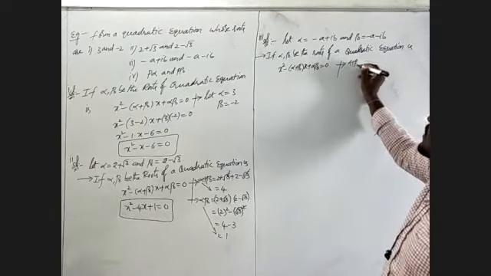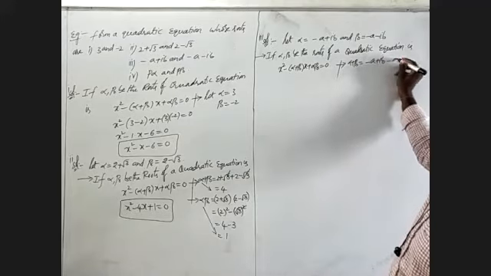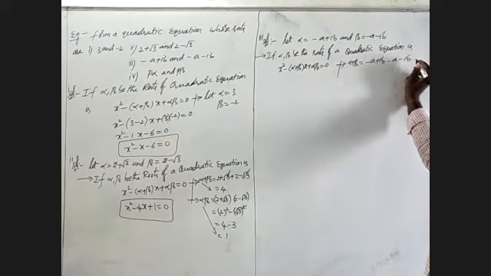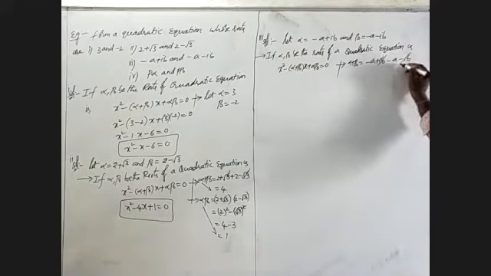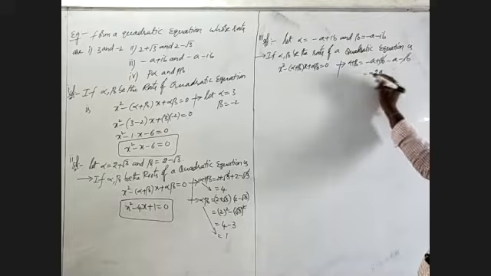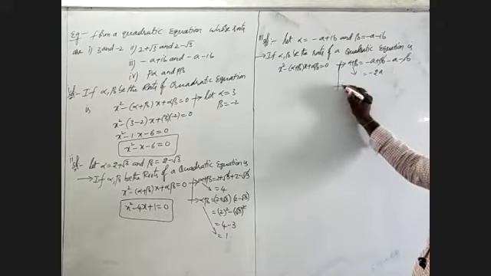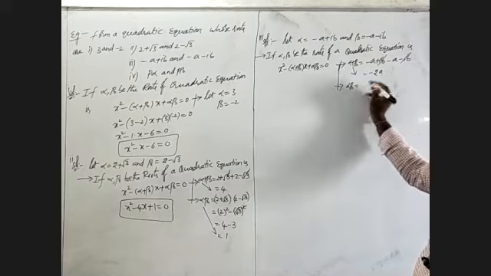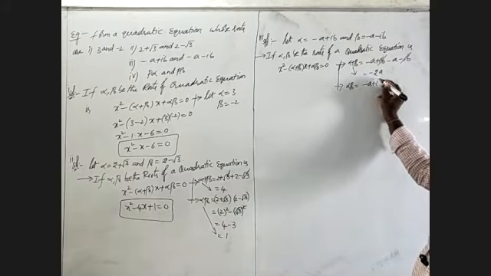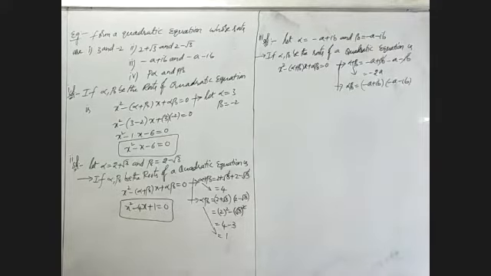First we'll find alpha plus beta. I will write minus a plus ib, minus a minus ib. We will observe plus ib and minus ib will cancel. Remaining value is minus 2a. This is the value of alpha plus beta. After that we'll find the value of alpha beta, where alpha is minus a plus ib into beta is minus a minus ib.